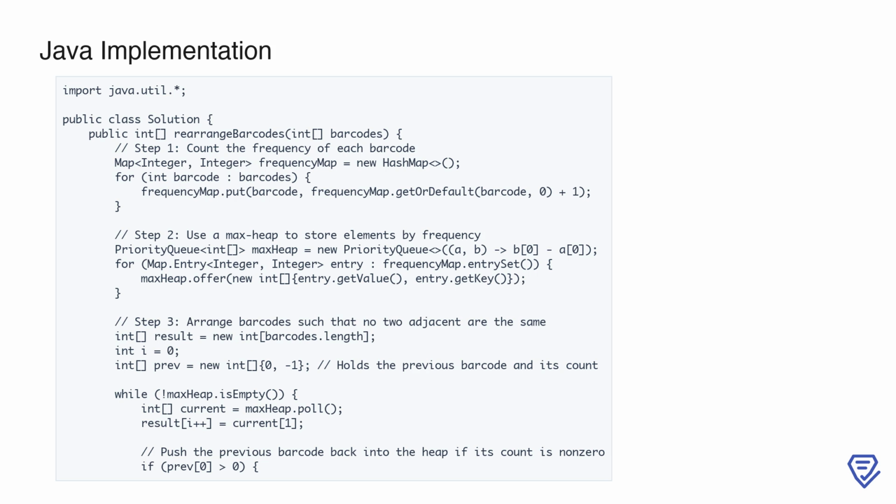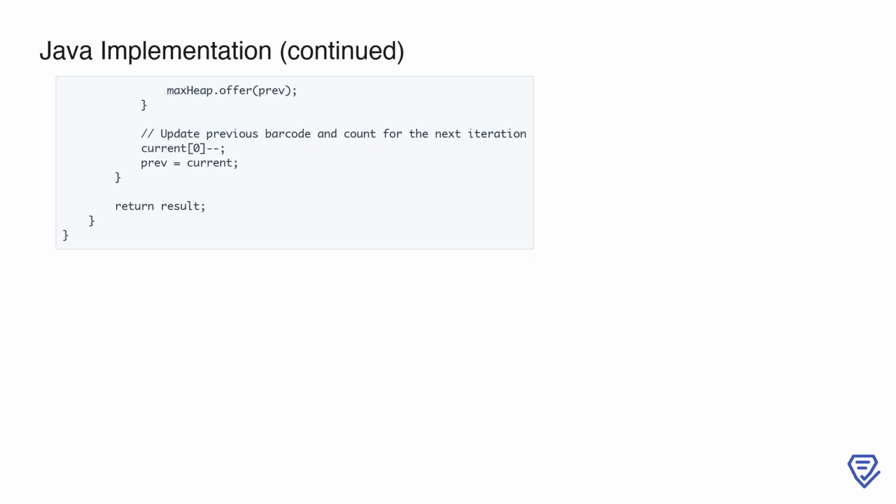This setup is essential for ensuring that no two adjacent elements in the resulting array are the same. Now, we enter the main loop where we process the barcodes in the max heap.